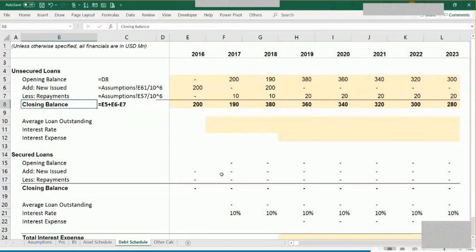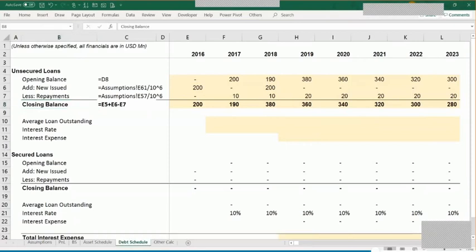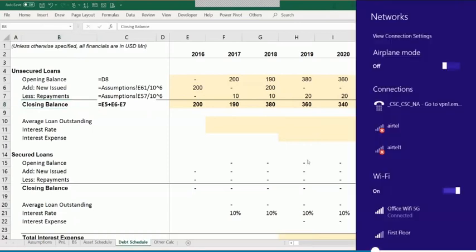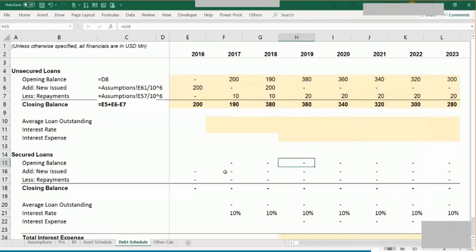Okay. Okay, I see the voice is still breaking. I don't know what the issue is. Let me just check the internet connection. It seems that the connection is fine at my end. Still it's showing something. Okay, so Prachi, it's okay now. Fair enough. Thank you. Thanks for confirming.